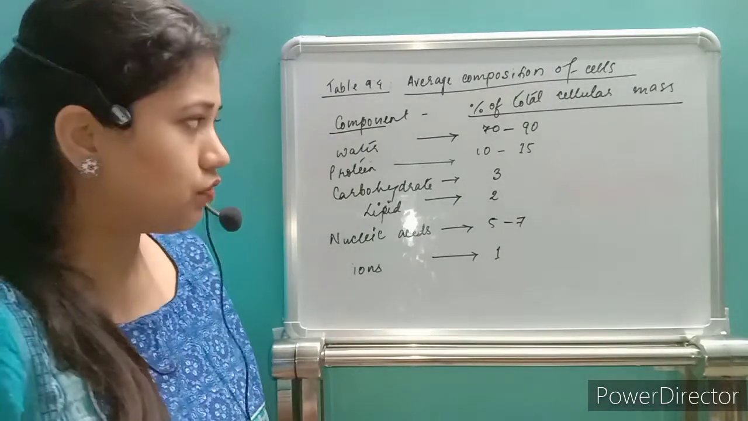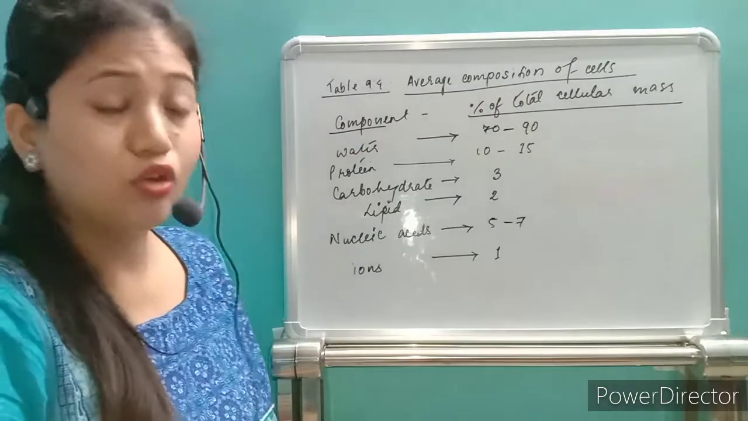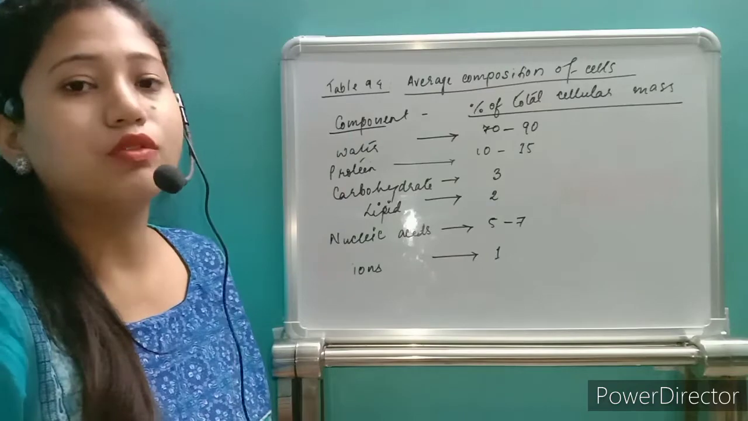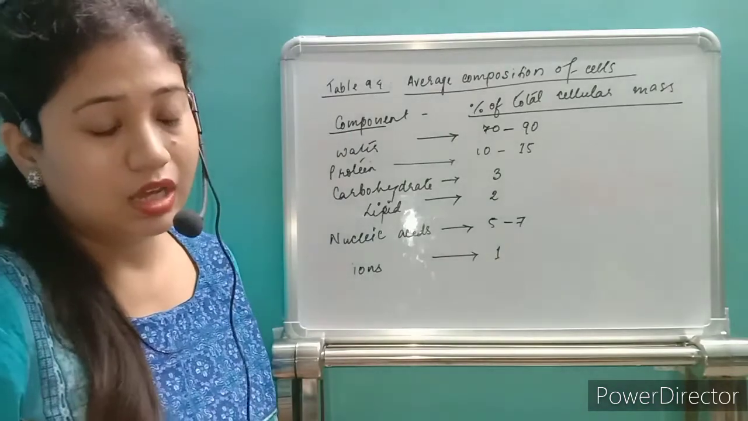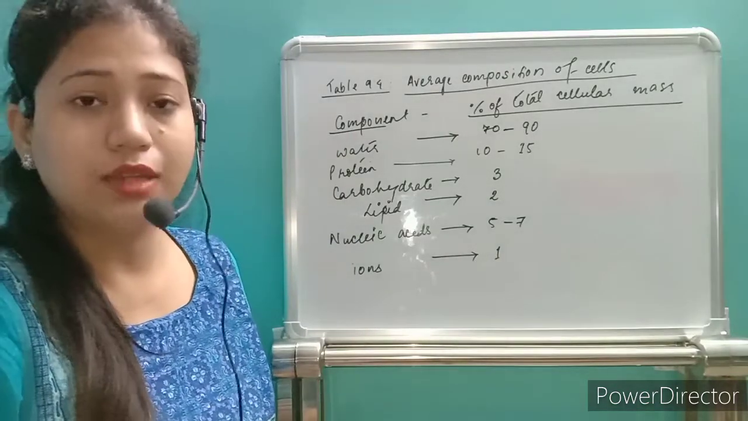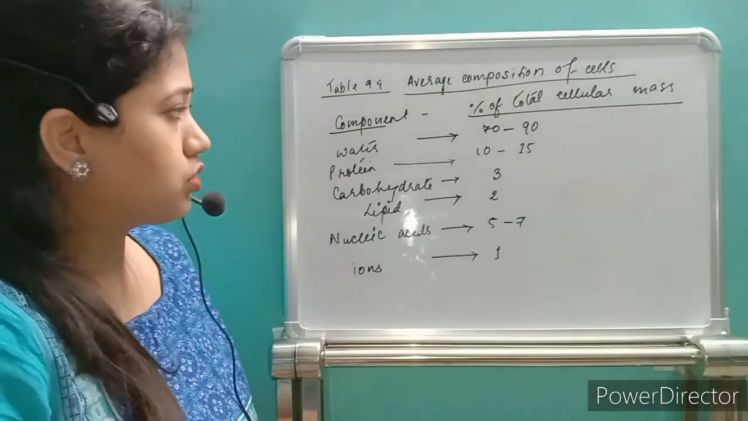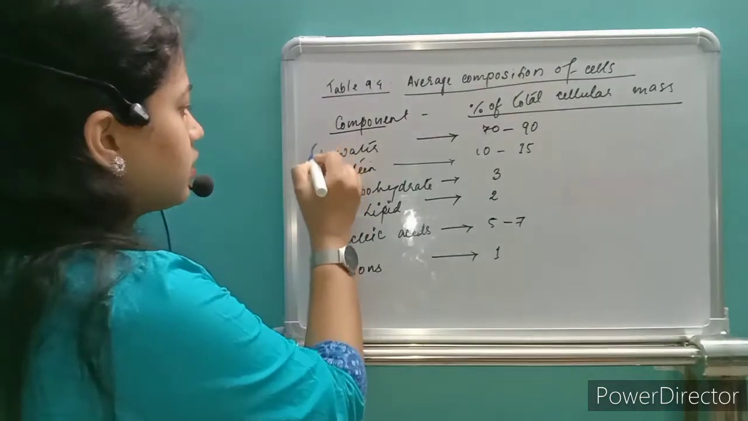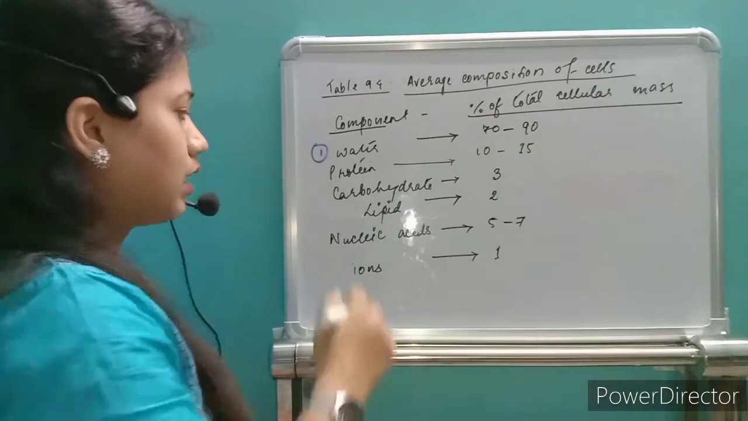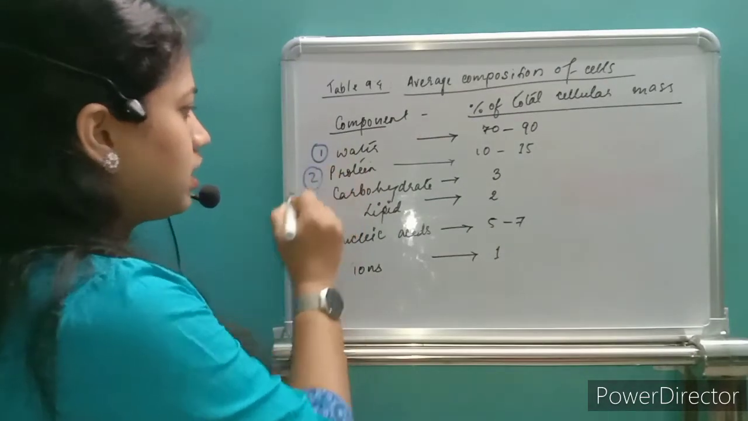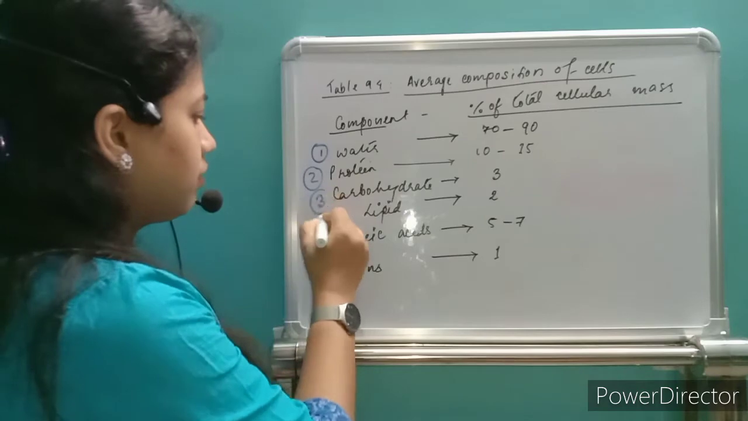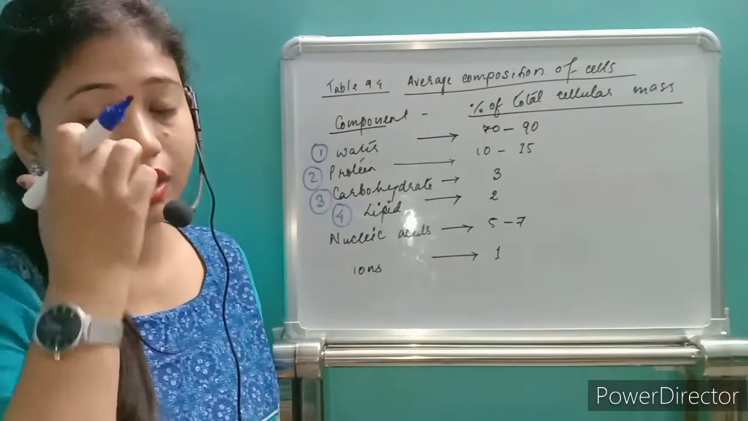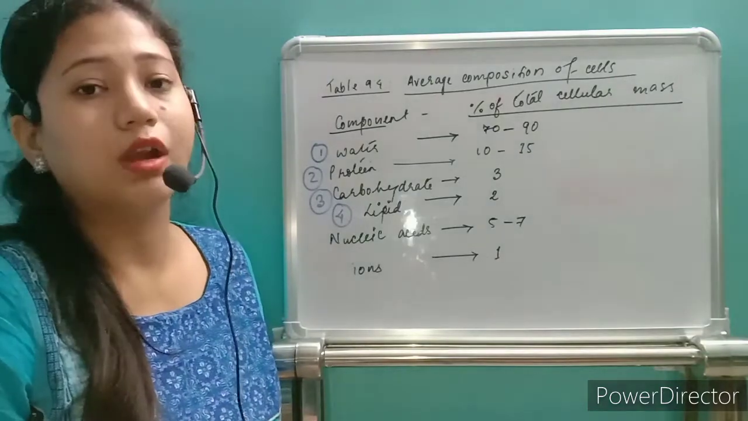So this way we have to remember not the percentage, but yes, in increasing order, which is found in maximum, which is found in the cell the less amount. That part we have to remember. So that chart in the NCERT indicates that we have maximum percentage of water, then second we have the proteins, then third we have carbohydrate, the fourth we have lipids. Okay, so remember proteins are required more than that of carbohydrates.